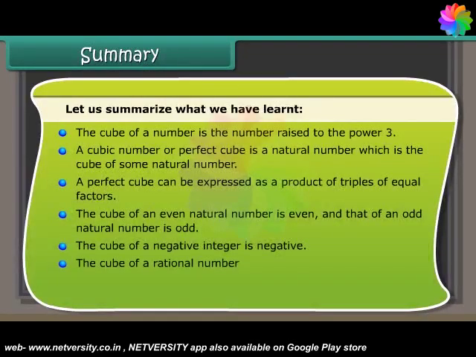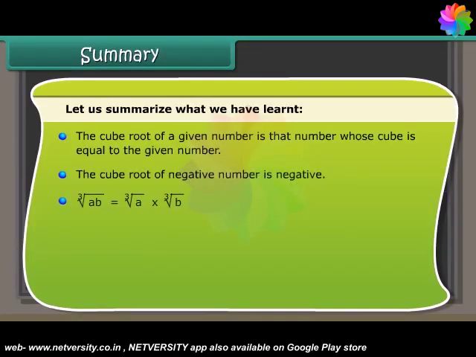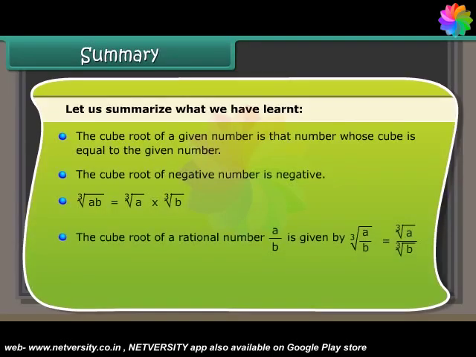The cube of a rational number a upon b is (a/b) whole cubed, which is equal to a cubed upon b cubed. The cube root of a given number is that number whose cube is equal to the given number. The cube root of a negative number is negative. The cube root of ab is equal to the cube root of a times the cube root of b. The cube root of a rational number a upon b is given by the cube root of a/b is equal to the cube root of a upon the cube root of b.